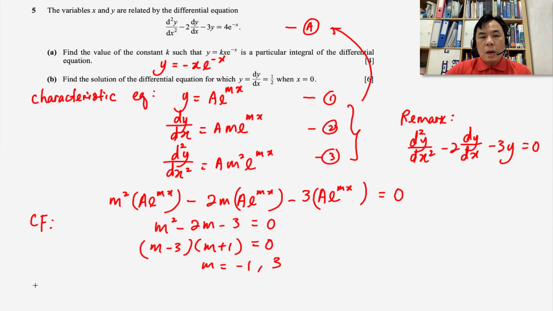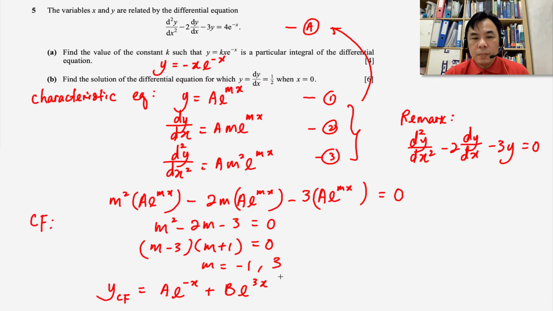And then from there, our complementary function, I'll just write down CF here, it's easier to recognize, is basically Ae^(-x) plus Be^(3x). Okay, this is our complementary function. We have found the particular integral. Now we're going to combine both of these together to form a general solution, and then by considering the specific conditions, we will be able to obtain the specific solution.